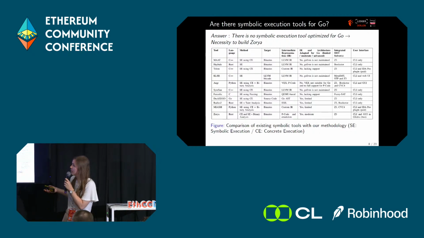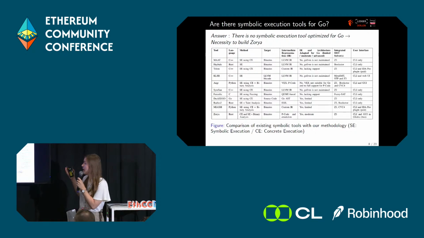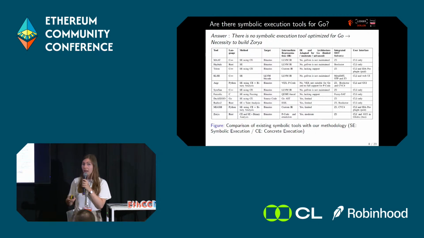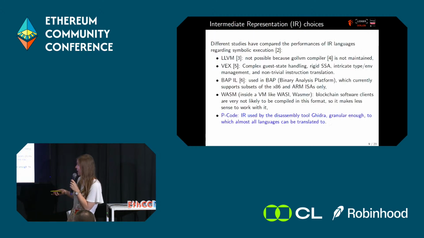That's why we wanted to propose a new tool, which is called Zoria. It's written in Rust. It has the intermediate representation that is P-code. It uses Z3, and it is able to handle most of the runtime, the Go runtime, and the garbage collector. And yeah, let's deep dive into these choices that we have made.